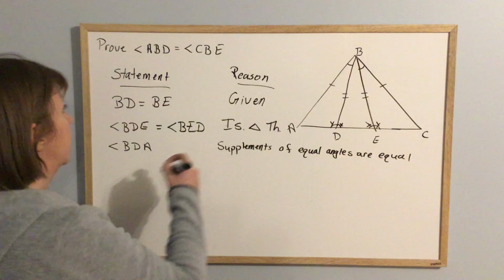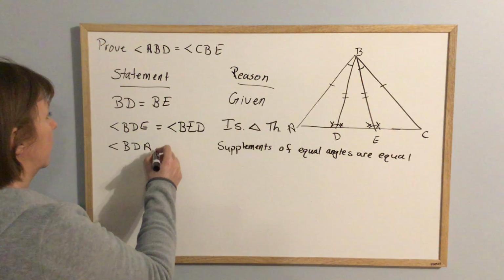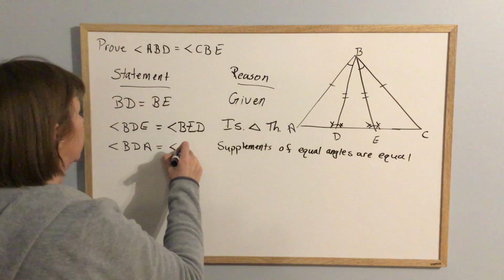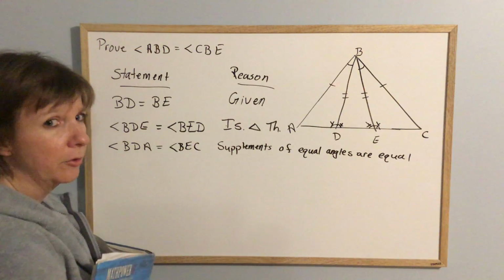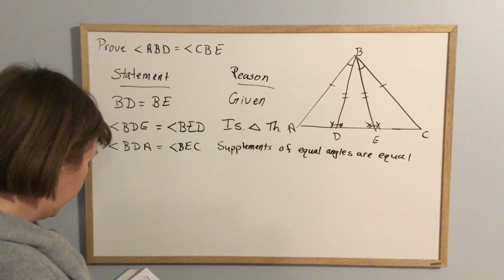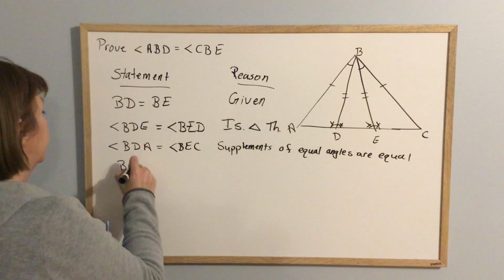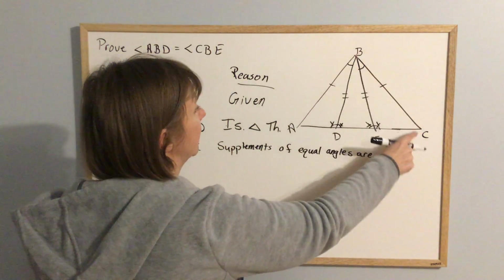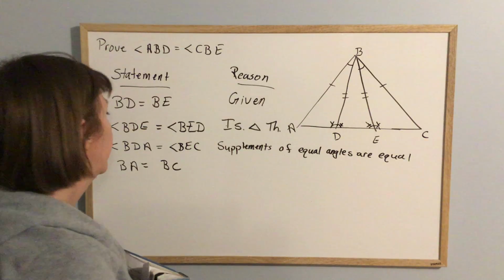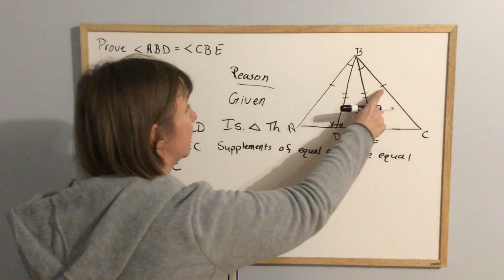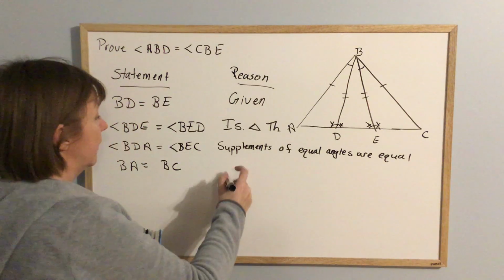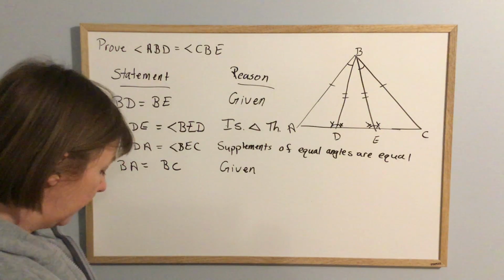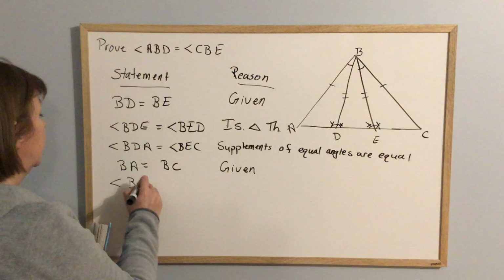Then they say BDA is equal to BEC. I didn't finish the statement over here, sorry. So the next one they give us is BA equals BC. So BA equals BC, right there. And again, they put the lines there. So basically, my reason is given. And then they say angle BAD.